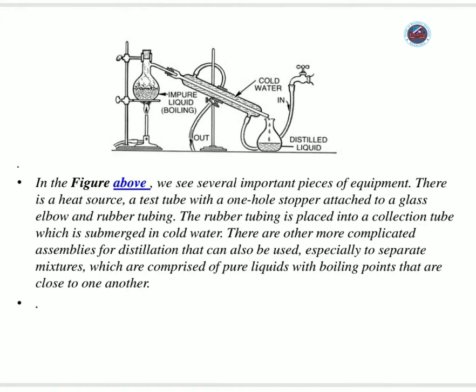A figure is provided in the next slide, which will help you to understand more. In the above given figure, we can see several important pieces of equipment. There is a heat source, a test tube with a one-hole stopper attached to a glass elbow and rubber tubing. The rubber tubing is placed into a collection tube which is submerged in cold water.